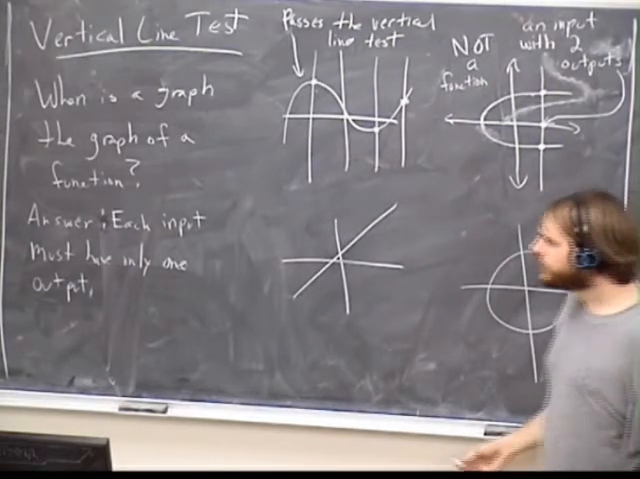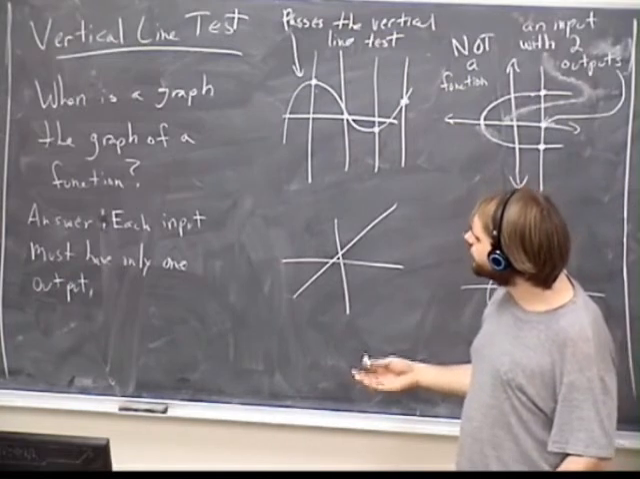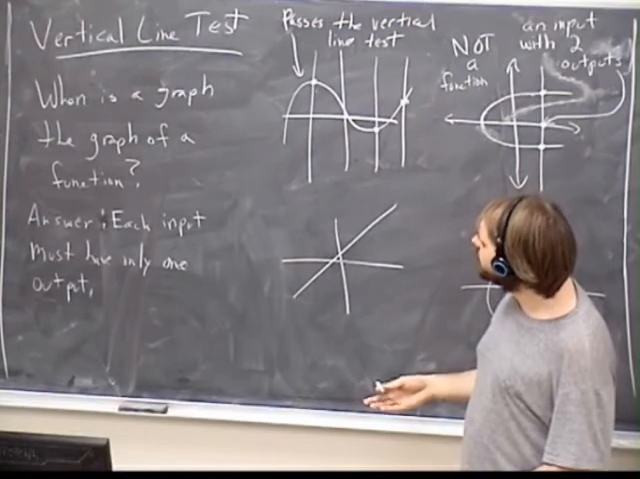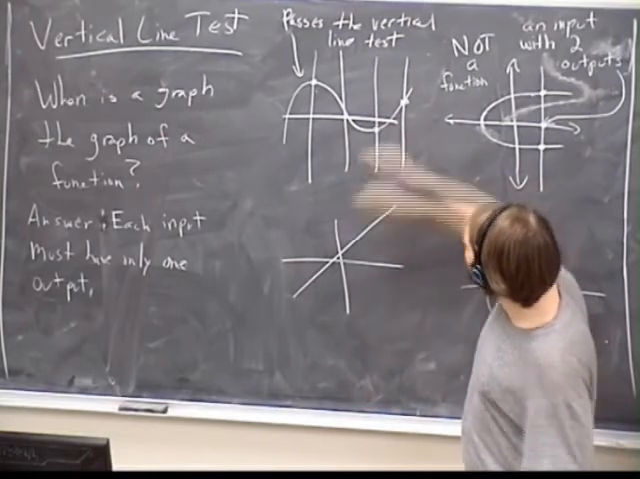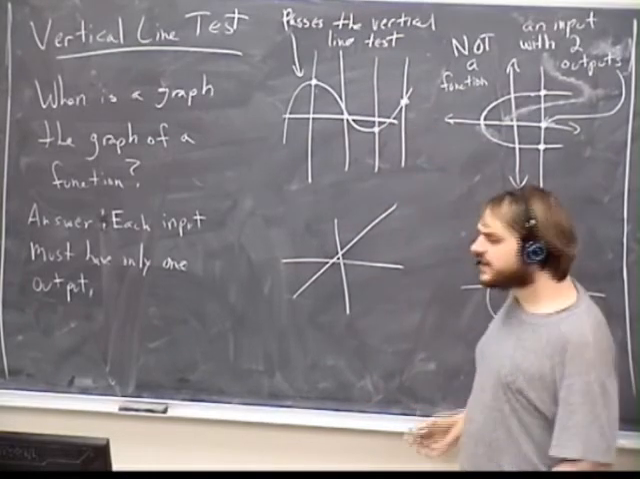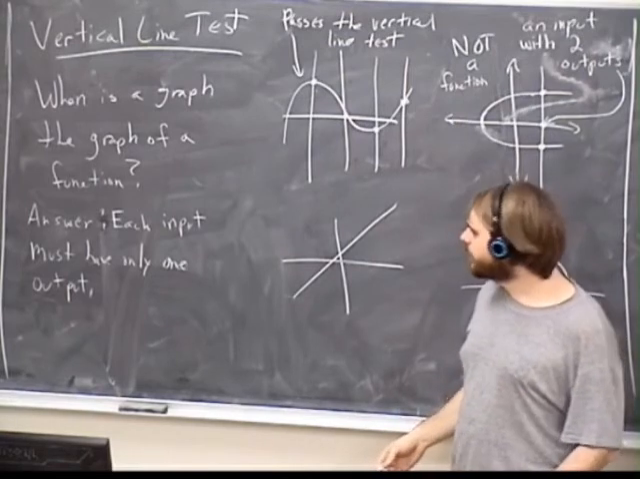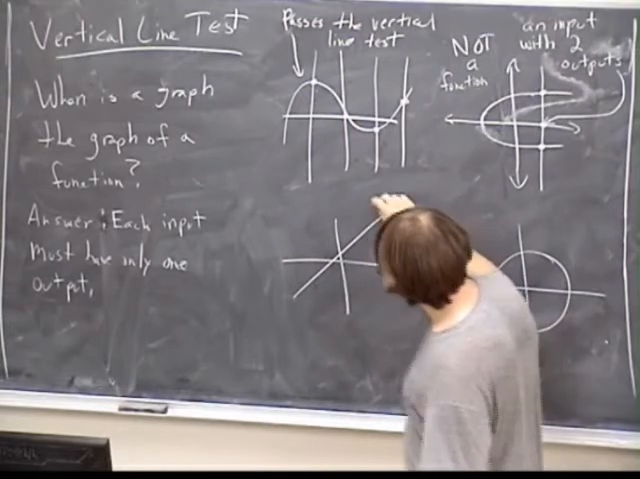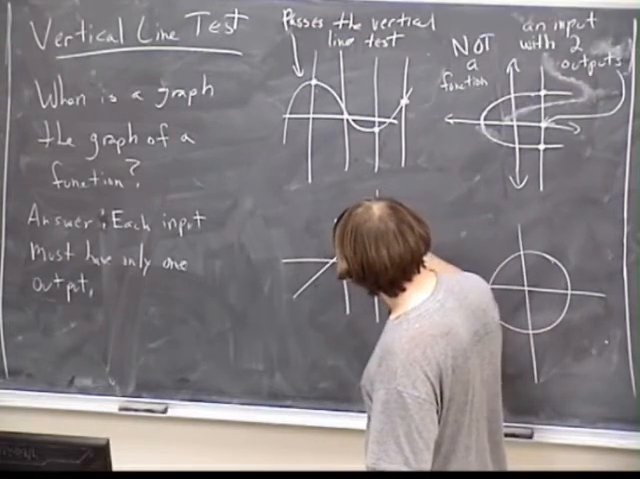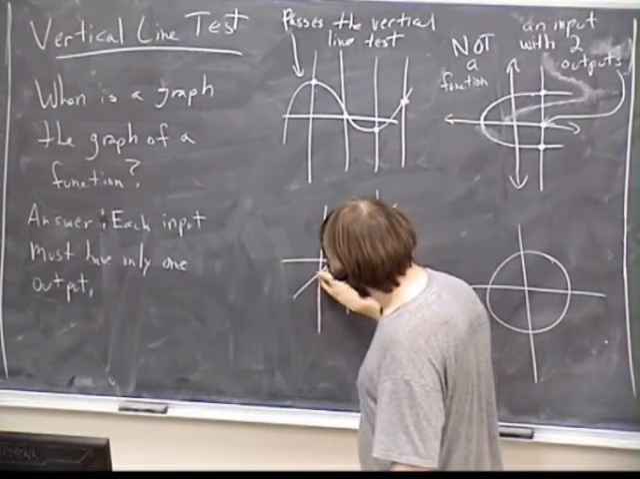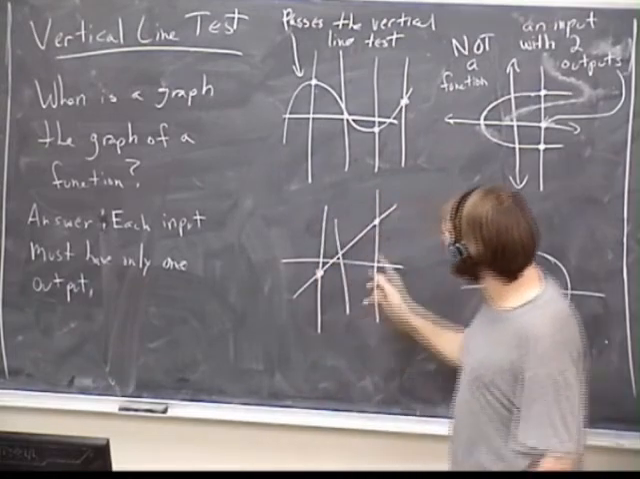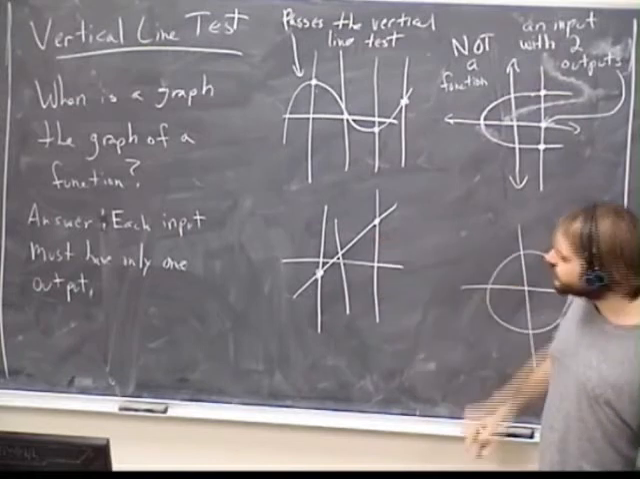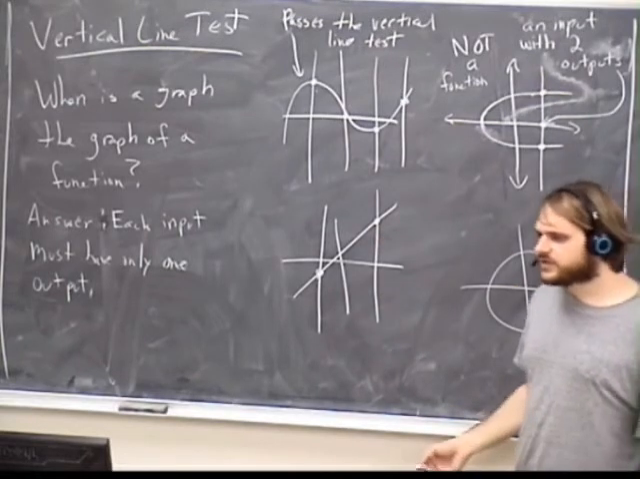So to recap, the vertical line test says a graph is the graph of a function exactly when you can draw vertical lines anywhere on the graph and they will only hit one point. So here's another graph, and we see that no matter where you draw a vertical line, it intersects the graph in only one point. So this also passes the vertical line test and represents the graph of a function.